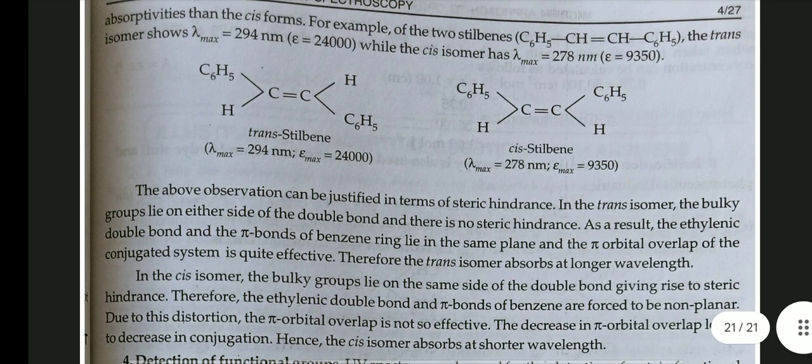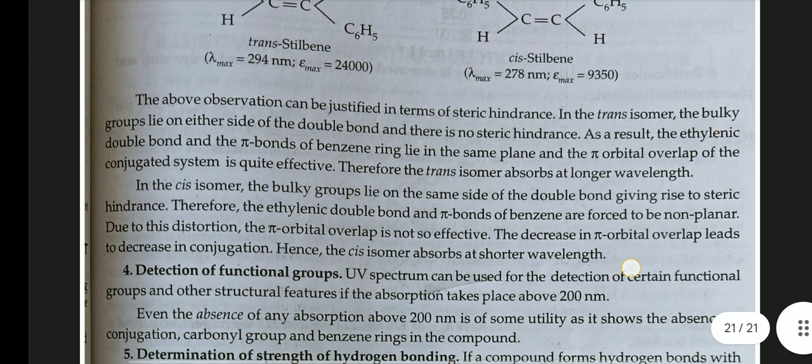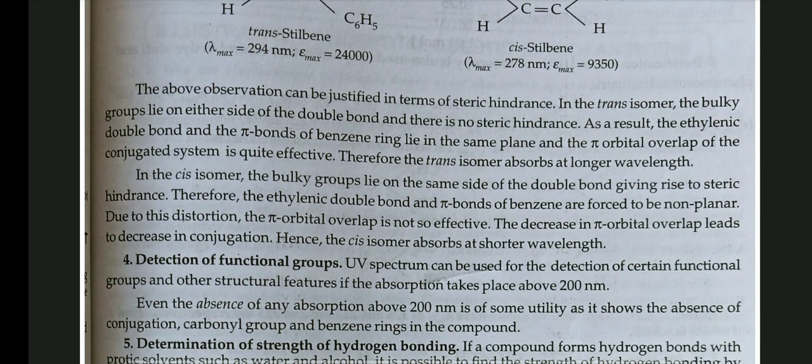Determination of configuration of geometrical isomers. The above absorption can be justified in terms of steric hindrance in the cis isomers. In the trans isomer, the bulky groups lie on either side of the double bond and there is no steric hindrance. As a result, the ethylenic double bond and the pi bond of the benzene ring lie in the same plane and the pi orbital overlap of the conjugated system is quite effective.